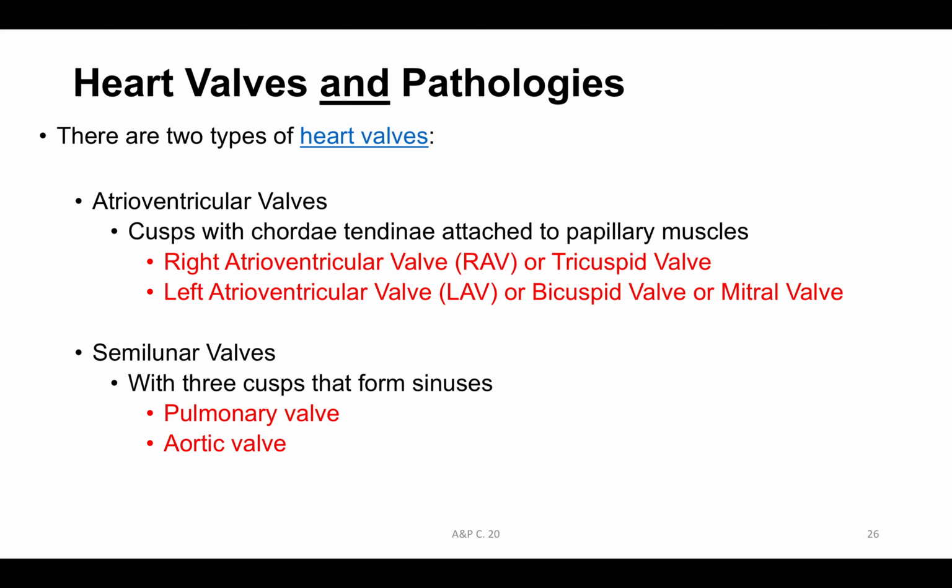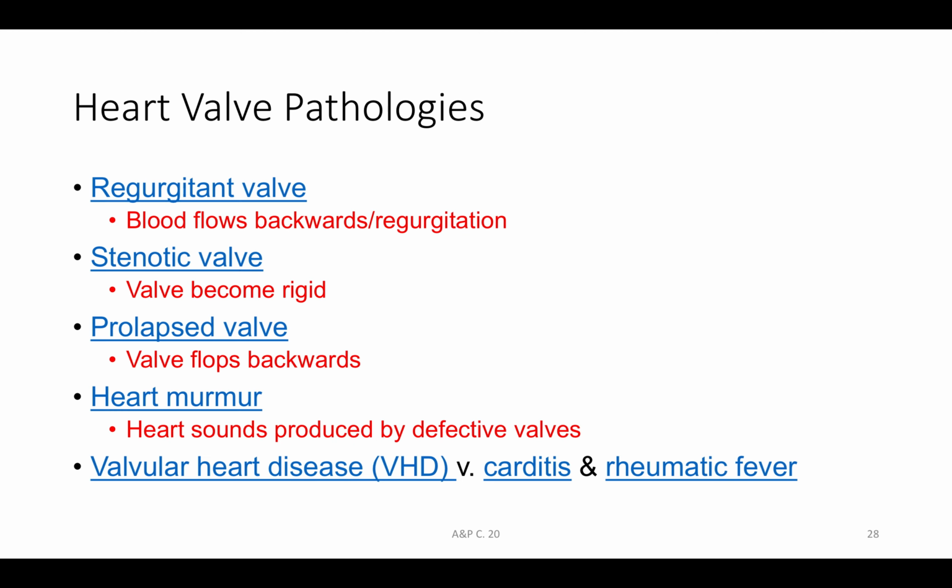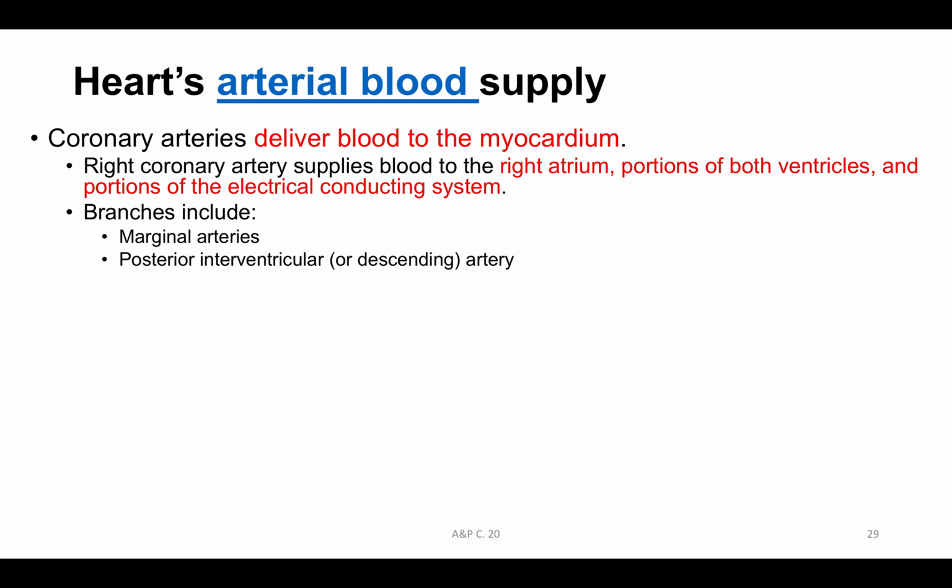And then we looked at the different types of heart valves. So we have our AV valves, or your atrioventricular valves. These are where your chordae tendineae attach to. And you have your right AV valve, or your tricuspid valve, and your left AV valve, or your bicuspid valve. And then you have semilunar valves, and those semilunar valves are found between your right ventricle and your pulmonary artery, and then your left ventricle and your aorta. We took a look at different valve pathologies and what happens when our valves aren't functioning properly.